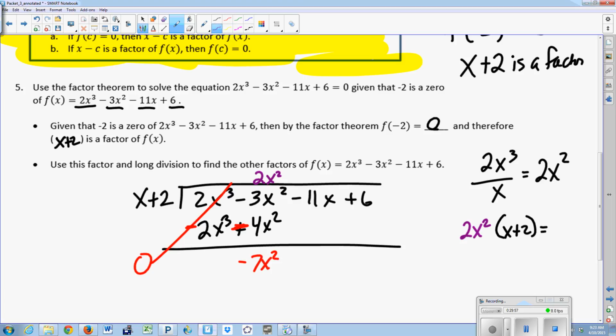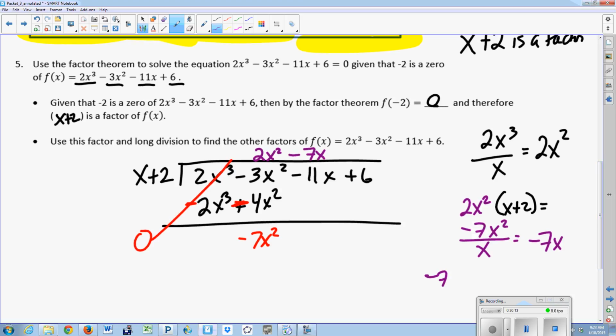So now I say, how many times does x go into -7x squared? And my answer is negative 7x. So right above my like place, I put negative 7x. And now I multiply negative 7x times x plus 2. And I get negative 7x squared minus 14x. And I write that down here. Negative 7x squared minus 14x. So I brought that down.